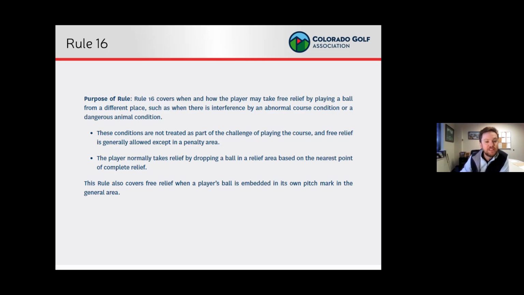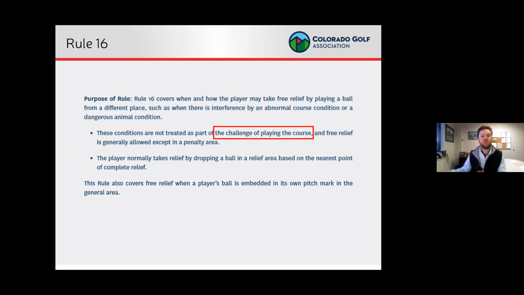It says the player normally takes relief by dropping a ball in a relief area based on the nearest point of complete relief. And then this rule also covers free relief from when a player's ball is embedded in its own pitch mark in the general area. So that last one's a really good summary of 16.3. Obviously there's more to it, but that's a good one sentence. It's embedded in its own pitch mark in the general area. There's obviously a little more detail we're going to cover there. And then in here, just to point out, it says these conditions are not treated as part of the challenge of playing the course.